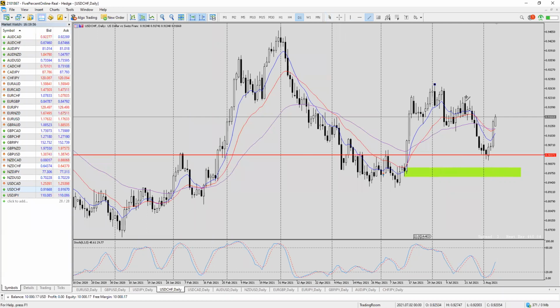Obviously, if you're trading dollar Swiss, pay attention to this trend line, which might serve as a resistance right above. So you have trend line and you have this intermediate supply above as well. So you can see here the supply was formed.